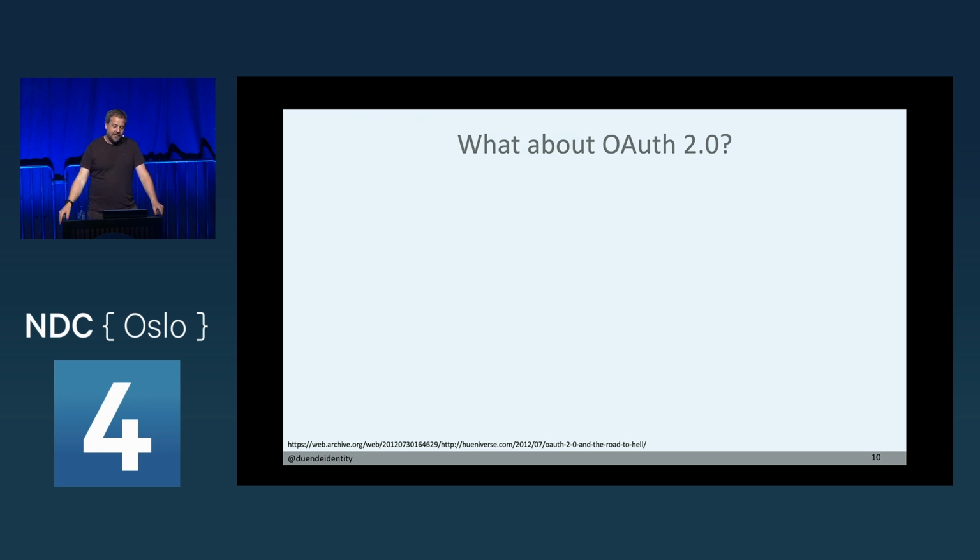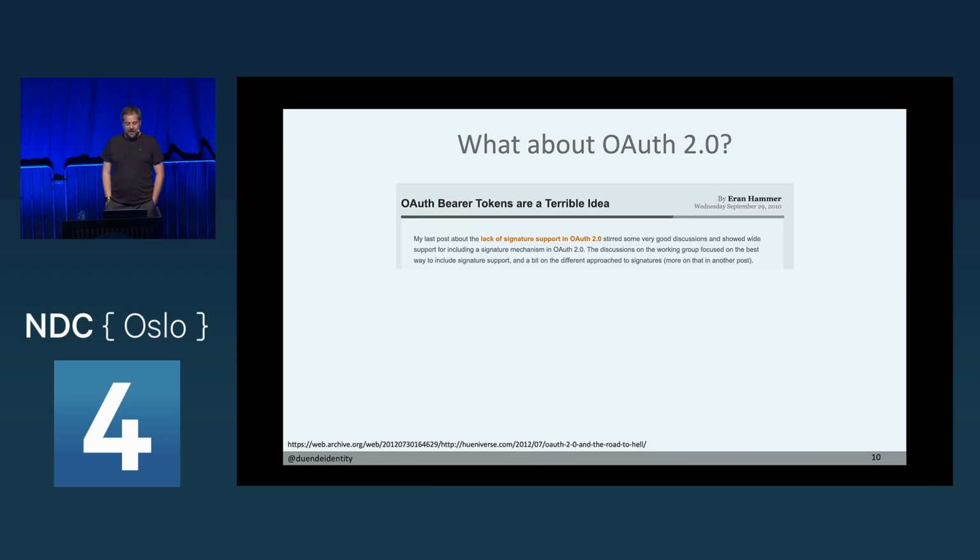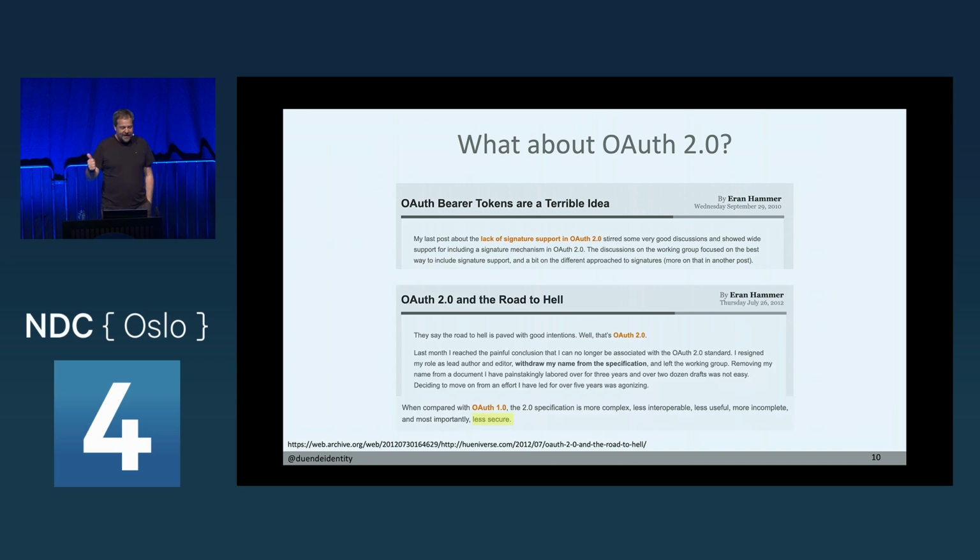So, guess what was the solution to that? Get rid of it, right? Let's find a simpler solution to the problem, and that's where they came up with bearer tokens, basically tokens which are not bound to the client. Yeah, and the same Aaron Hammer guy who was the original spec author, he didn't like the idea at all. Okay, so he wrote a bunch of blog posts saying that this is a terrible idea, the lack of signature support makes stuff less secure.